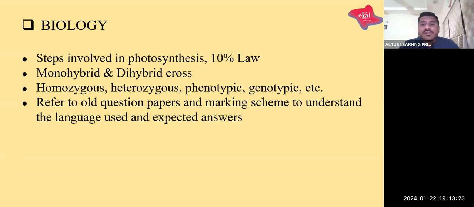Similarly, in biology also, you have to understand the marking scheme. If there is a diagram along with some theory, and it's a 3 marker question, you have to understand that the diagram is for 2 marks, and the small theory question or subjective question is for 1 mark. So, how many labels are required for a 2 marker diagram? How much is to be written for that 1 mark? Understand the language used in the marking scheme and the expected answers.